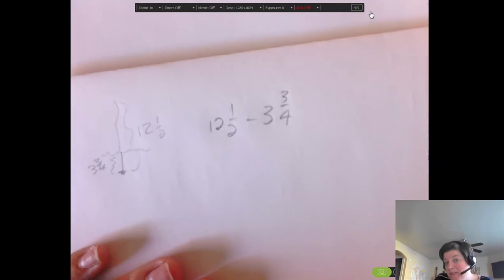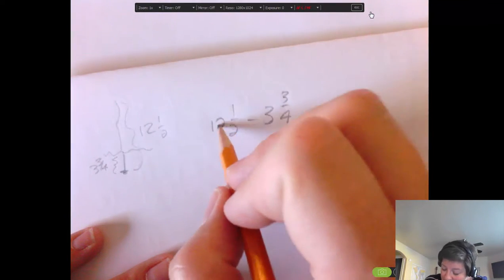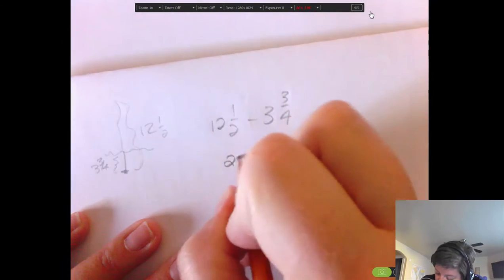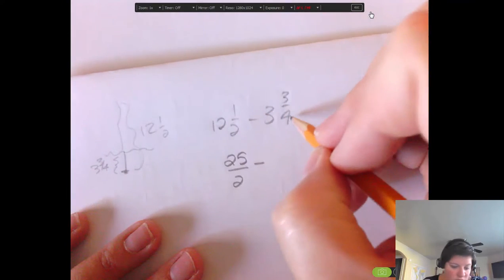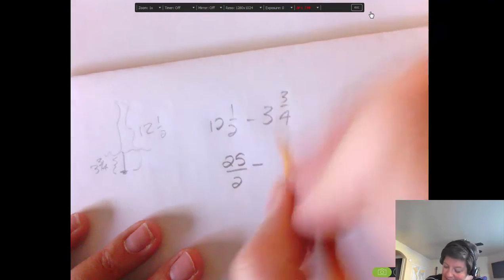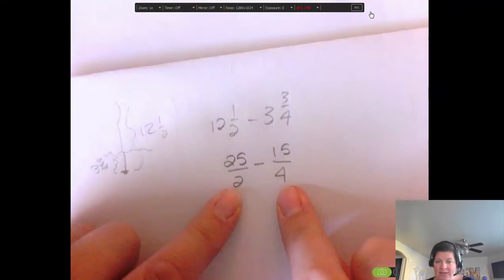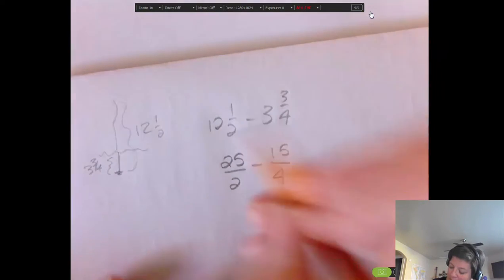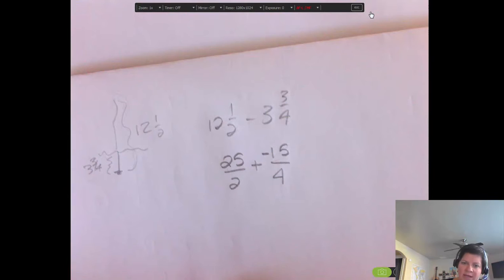Again, this one's a little easier, so you might be able to think of it. But the way I make these mixed ones improper is 12 times 2 is 24 plus 1. This would be 25 over 2. Bring down my minus. 3 times 4 is 12. 12 plus 3 is 15 over 4. So they're still the same denominators, right? And we just converted it back to that improper. Then I'm going to think of this as a plus and the 15 as a negative. Just rewriting it to think of it the right way.